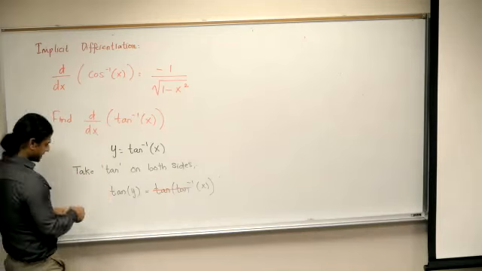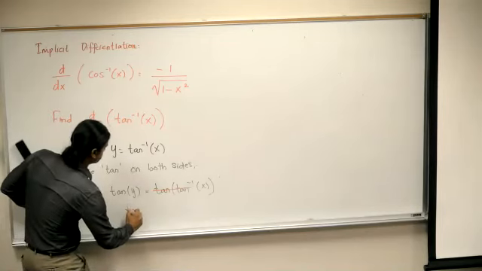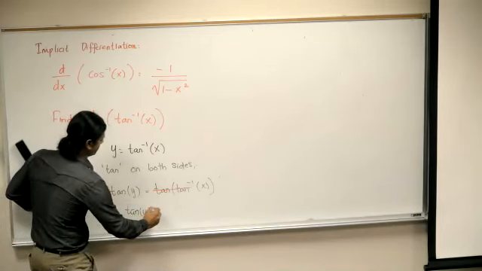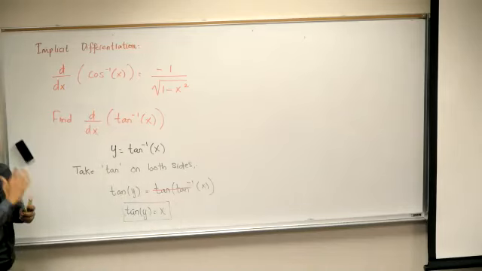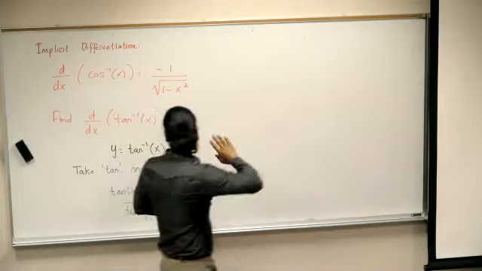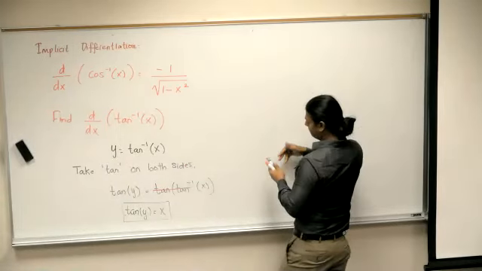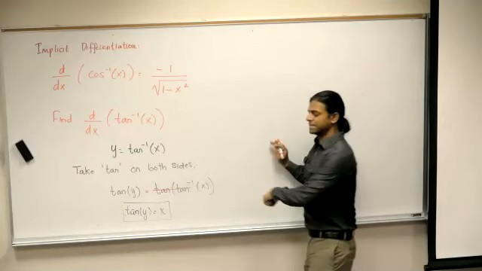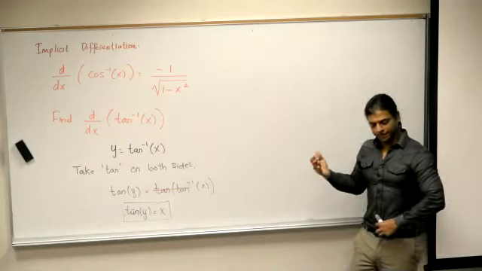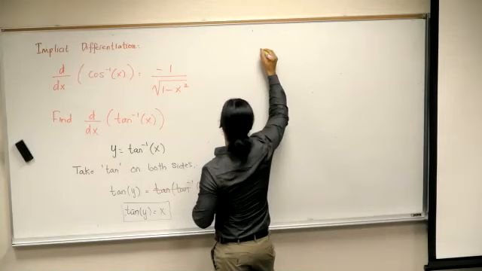So at this step, I have tangent y equals x. Good. Moving on. I want to find the derivative, so I'm going to find the derivative on both sides.